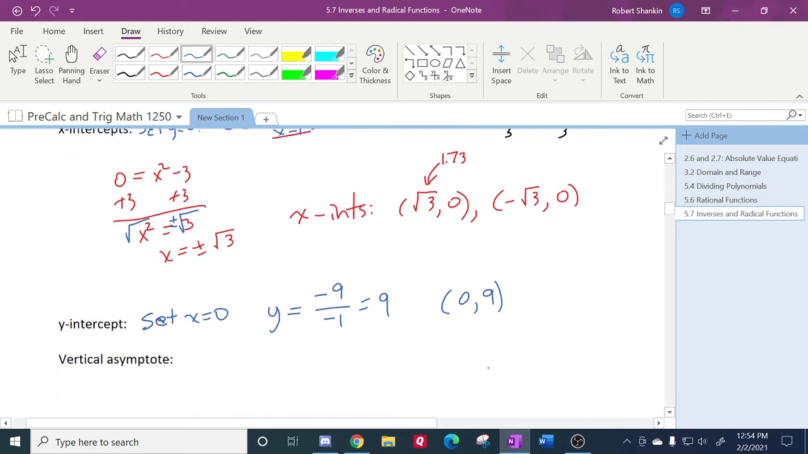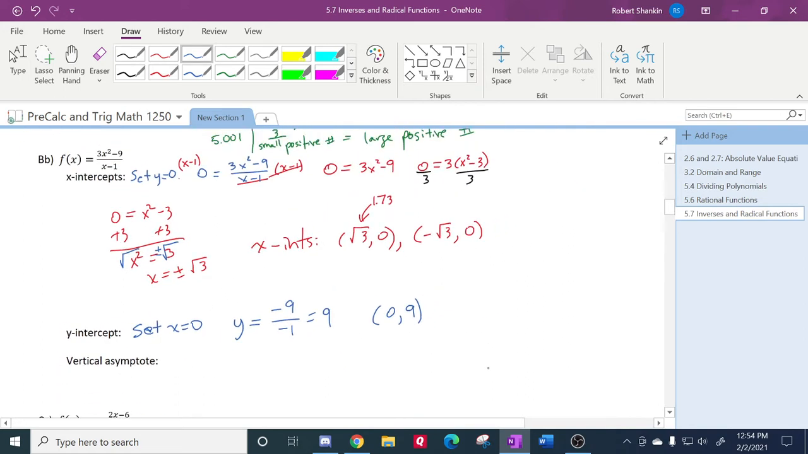Vertical asymptote. You ask the question, what is the value of x that causes the denominator to be 0? The answer is x equal 1. That's the vertical asymptote.